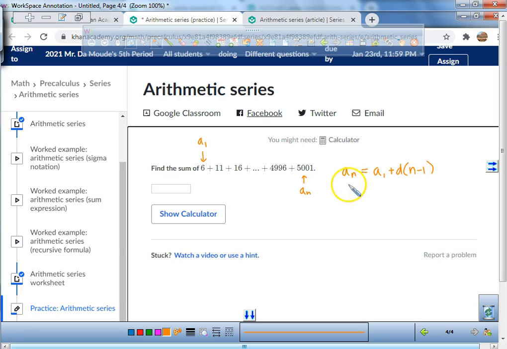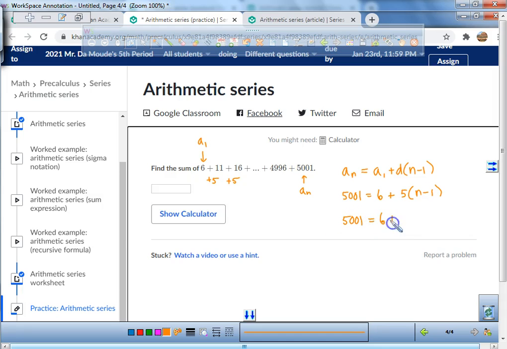All right, so our last term is 5001. Our first term is the number 6. Our common difference, it looks like these are going up by 5. So that's our common difference, and I'm going to put a 5 right there. Now, n minus 1, that's what I'm going to solve for. I'm solving for n.